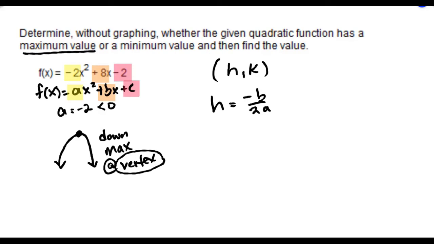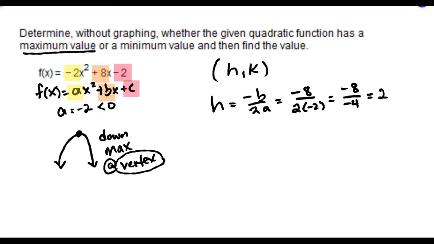So let's calculate the x-coordinate of the vertex. We have b is 8, so negative 8 in the numerator, and a is negative 2, so we have 2 times negative 2 in the denominator. This is negative 8 over negative 4, which is a positive 2.